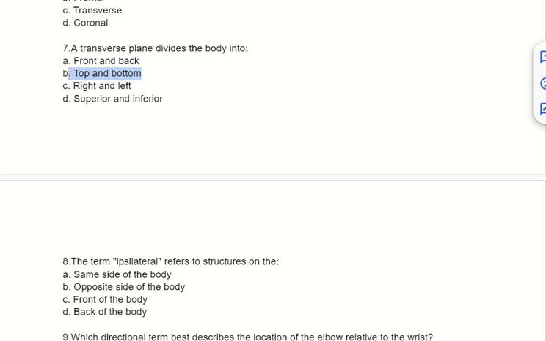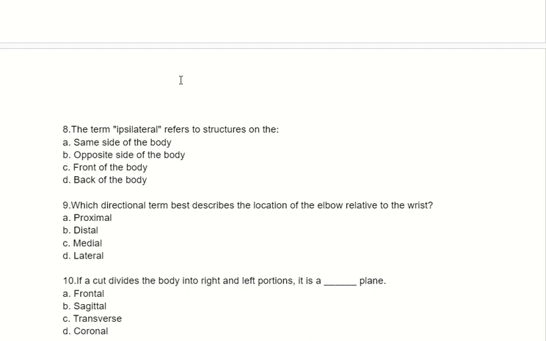One way I like to remember this one: I always think transverse, trannies. Trannies can sometimes have different body parts on the top compared to the bottom of whatever gender they might be identifying with. So tranny, transverse, that's how I always remember it. I think it's a funny way to remember it.